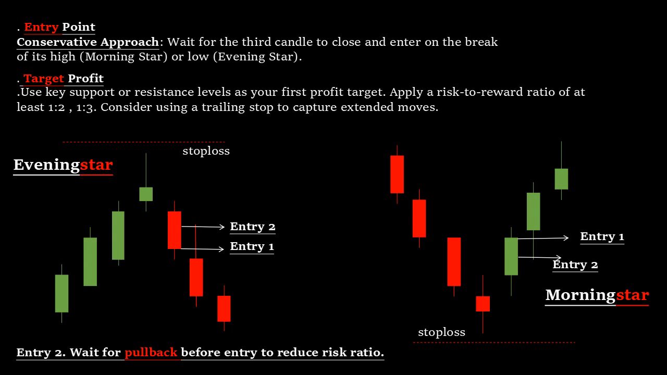Step 4. Set stop loss. Place your stop loss above the high of the evening star or below the low of the morning star. For added safety, incorporate a buffer of a few pips to account for market volatility.